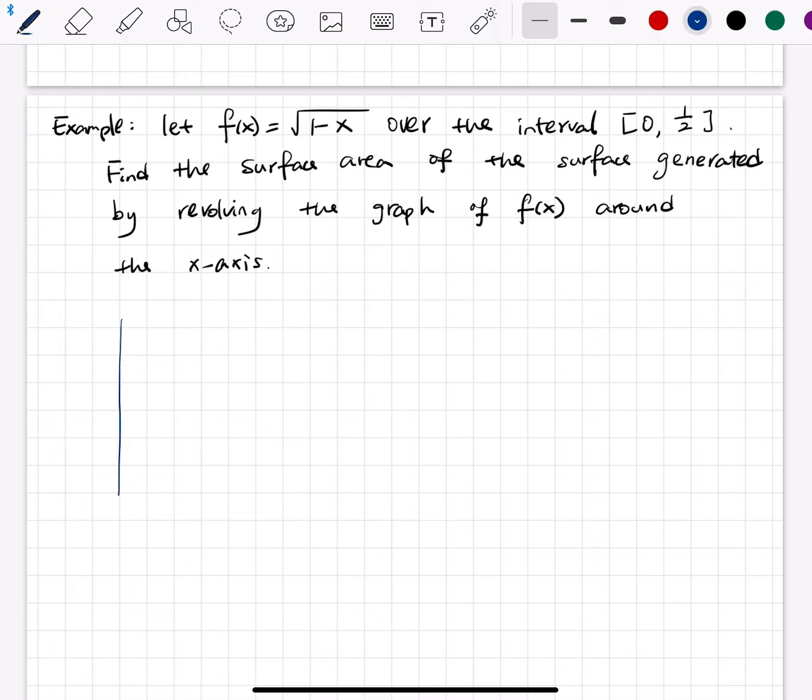let me do a really quick sketch. Okay, isn't that a nice graph? But literally this is a sketch. And we want to do it from 0 to 1/2. So you can see that is the piece. And then we're going to rotate it.